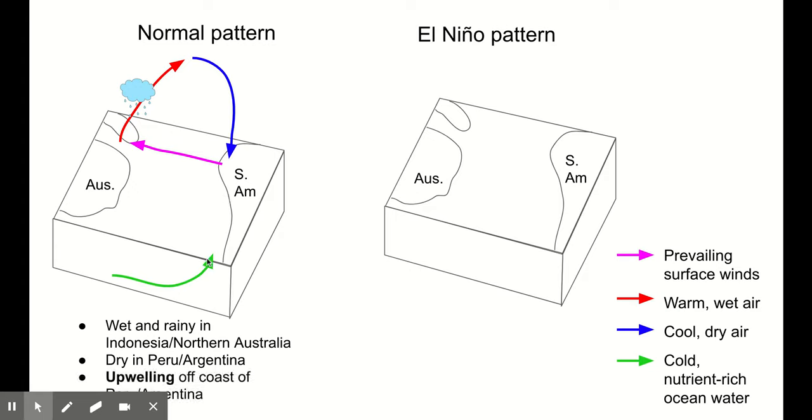And there is upwelling. This is called upwelling off the coast of Peru and Argentina. Okay, so those are normal conditions. And what happens in an El Nino year? Well, El Nino is this very unusual climate phenomenon that we don't even know how to predict. It happens every 7 to 14 years, but there's variation. It could be a 10-year gap one time, an 11-year gap another time, 7 to 14 years.